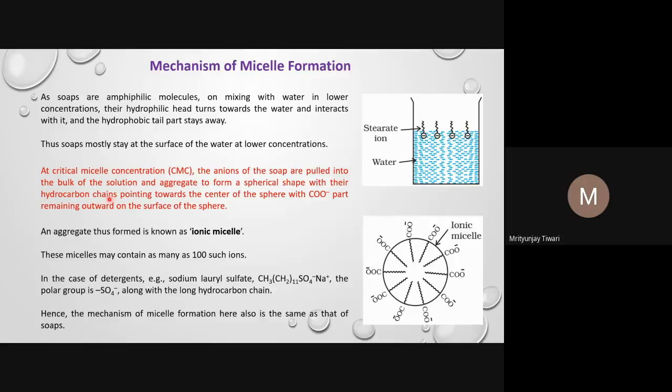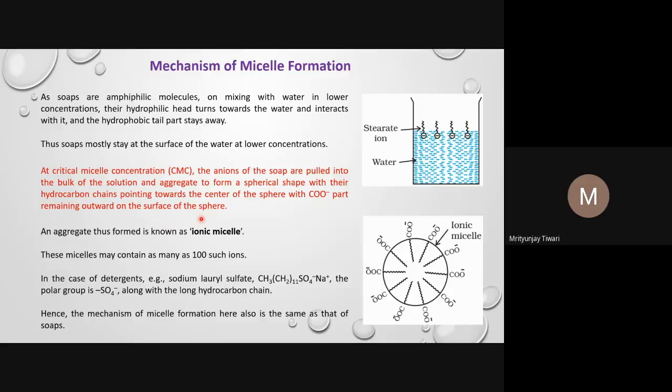At critical micelle concentration, the anions of the soaps are pulled into the bulk of solution and aggregate to form a spherical shape with their hydrocarbon tails pointing towards the center of the sphere with COO minus part remaining outwards on the surface of the sphere.